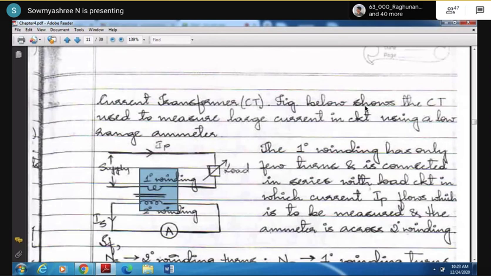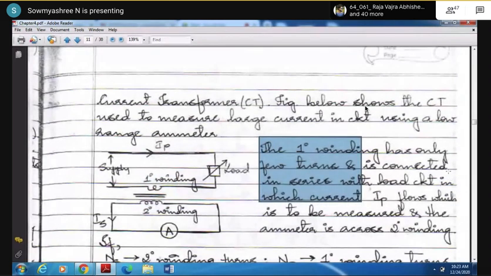So here the construction part is explained. The primary winding has only a few turns and it is connected in series with the load circuit, in which the current IP flows. That is the primary current which has to be measured, the higher range of current. The smaller range ammeter, the 5 ampere ammeter, the CT ammeter, is connected to the secondary winding.